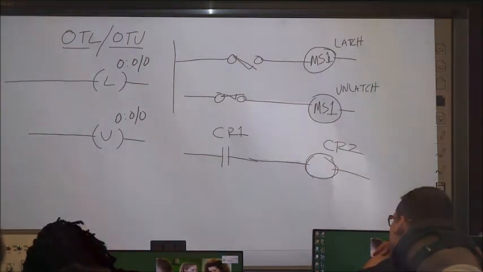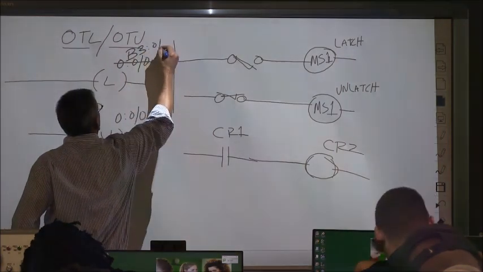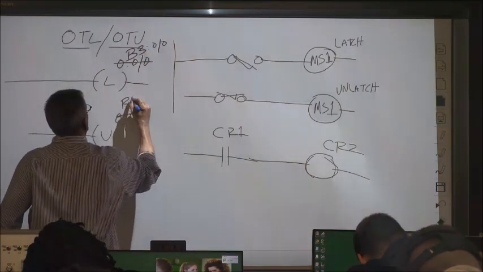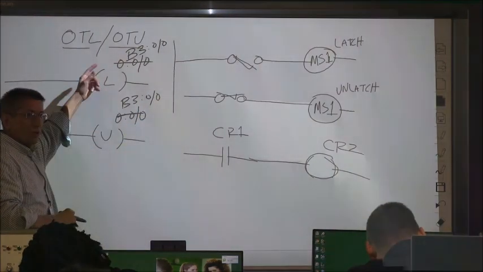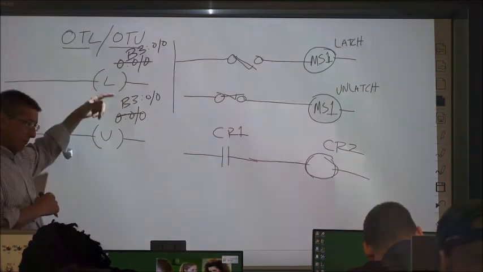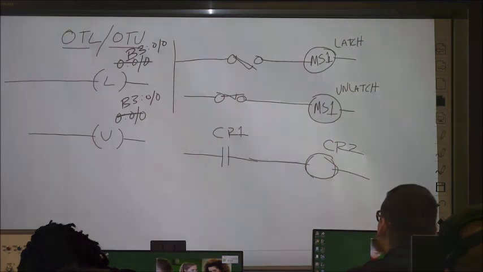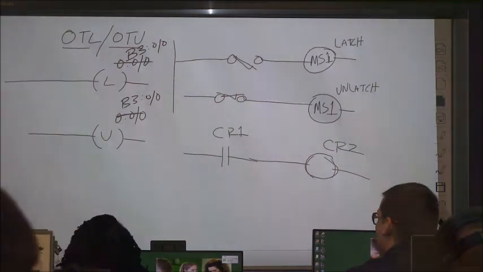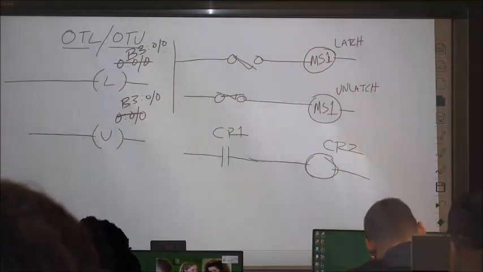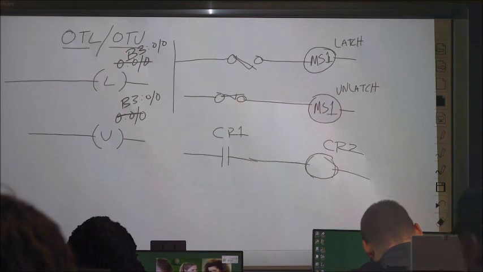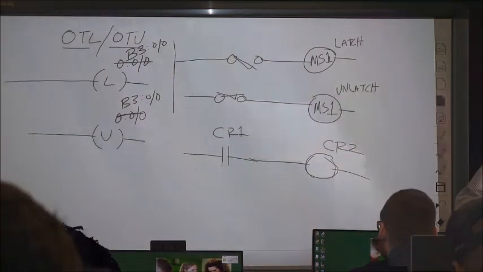Anyway, latch and unlatch. These should be a binary file, B300. You notice they both have to have the same address too. If you latch up, you have to unlatch with the same address. So this can only be done in binary, no real world outputs. But like I say, some of the labs you'll be working through next time, he has you doing that for whatever reason. I don't know why.